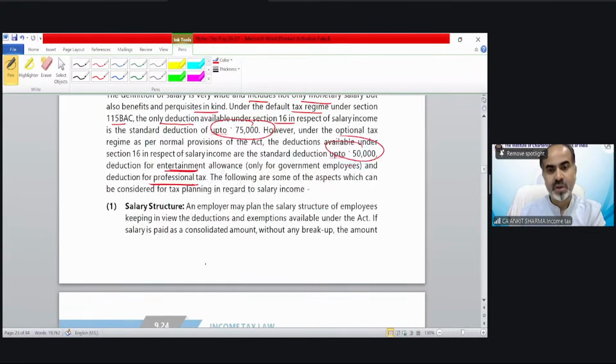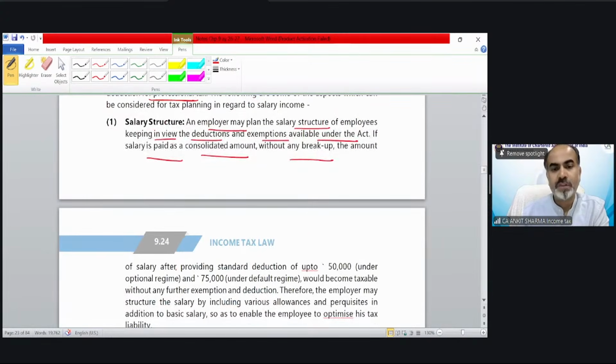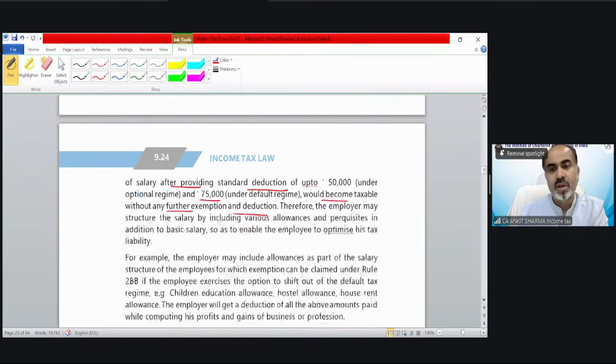Now, how do we plan a salary structure? An employer may plan the salary structure of an employee keeping in view the deductions and exemptions available under the Act. If salary is paid as a consolidated amount without any breakup, the amount of salary after providing standard deduction of 50 or 75 thousand would become taxable without any further exemption and deduction. Therefore, the employer may structure the salary by including various allowances, perquisites, etc. for the benefit.